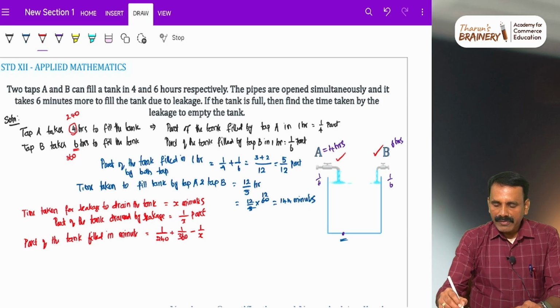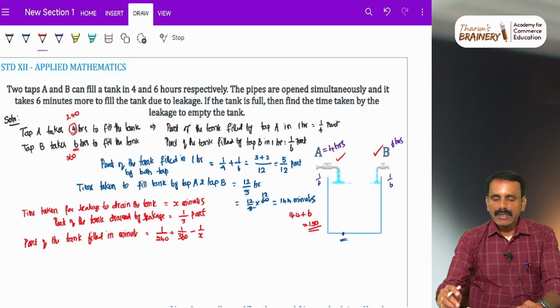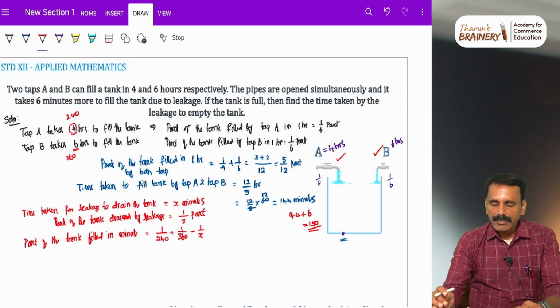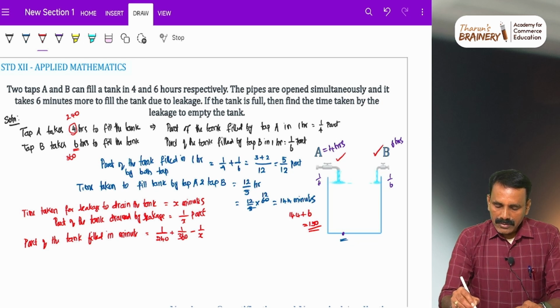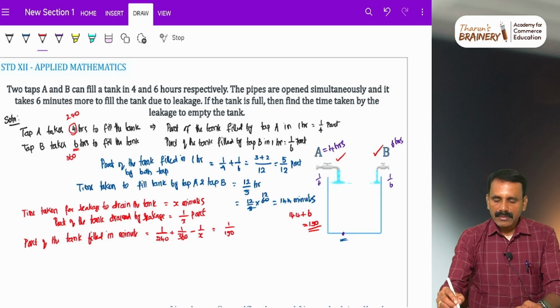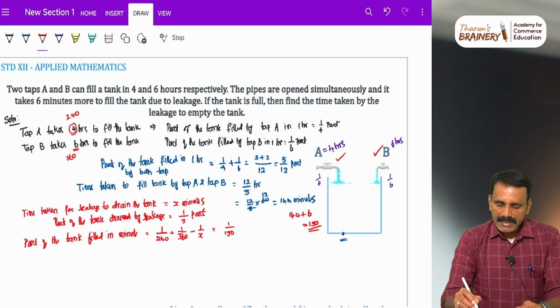Now the tank is going to be filled with 144 plus 6 minutes, which is equal to 150 minutes. When these three things are going to happen, it takes 6 minutes more to fill the tank. So the time taken to fill the entire tank now will be 150. So in 1 minute it will be filled with 1 by 150 part. Okay. Now we are going to take LCM.